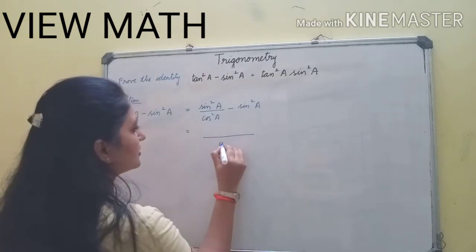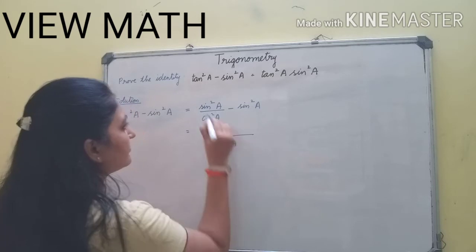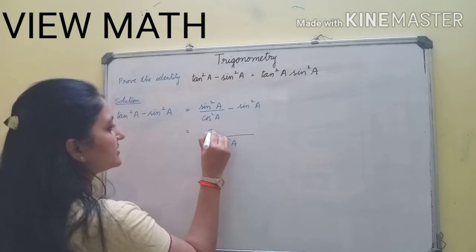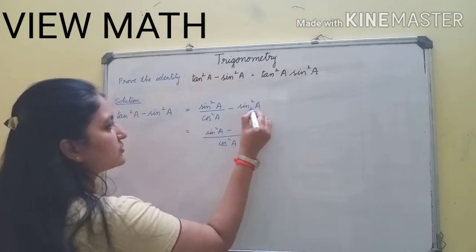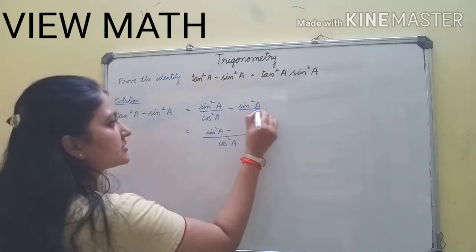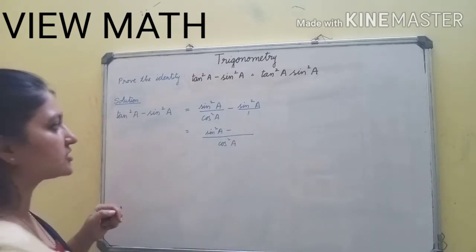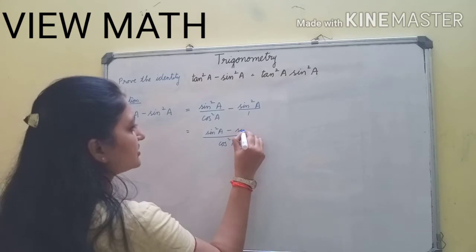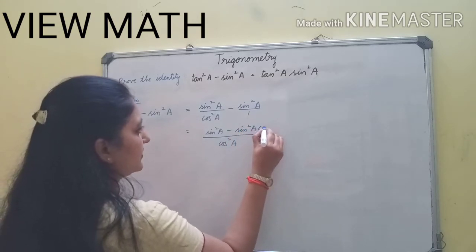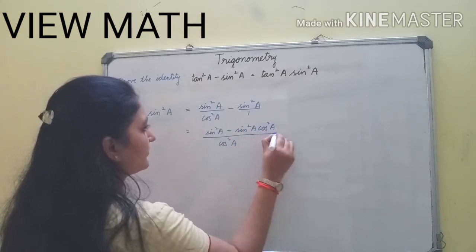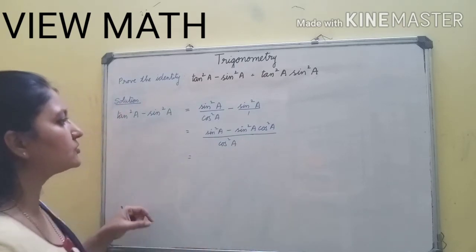Now this is cos square A, I have taken it as LCM. Here sin square A as it is you will be getting. Whereas here you have to multiply the numerator. Here it is 1, so I have to multiply the numerator by cos square A. You will be getting it as sin square A into cos square A. Okay? Right. Now, how to proceed?